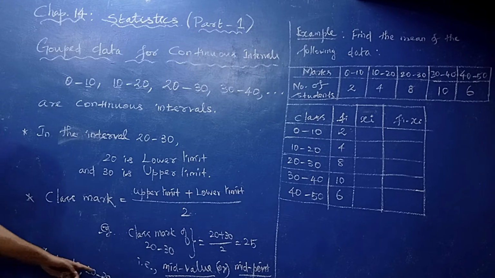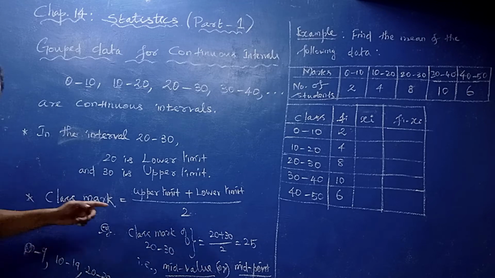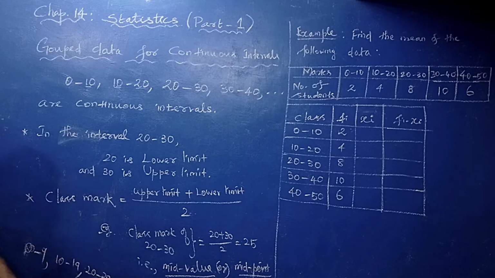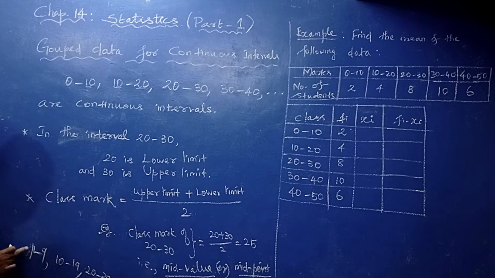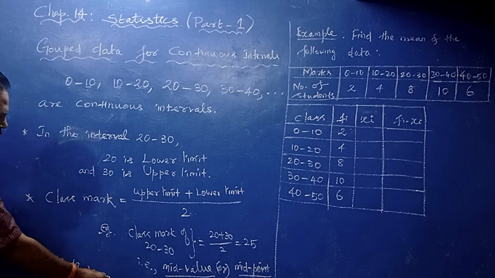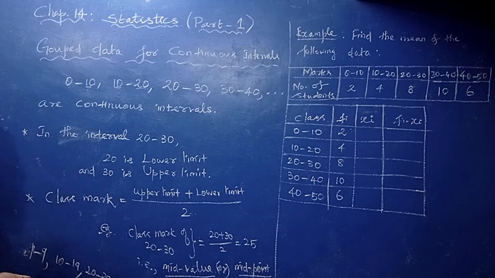If you get numbers like this, for such intervals, from the lower limit you subtract 0.5 and to the upper limit you add 0.5. Then you will get continuous intervals. So 0.5 to 9.5, 9.5 to 19.5, 19.5 to 29.5. You easily get continuous intervals. Okay, like this they will give. Understand how to make these intervals continuous easily.